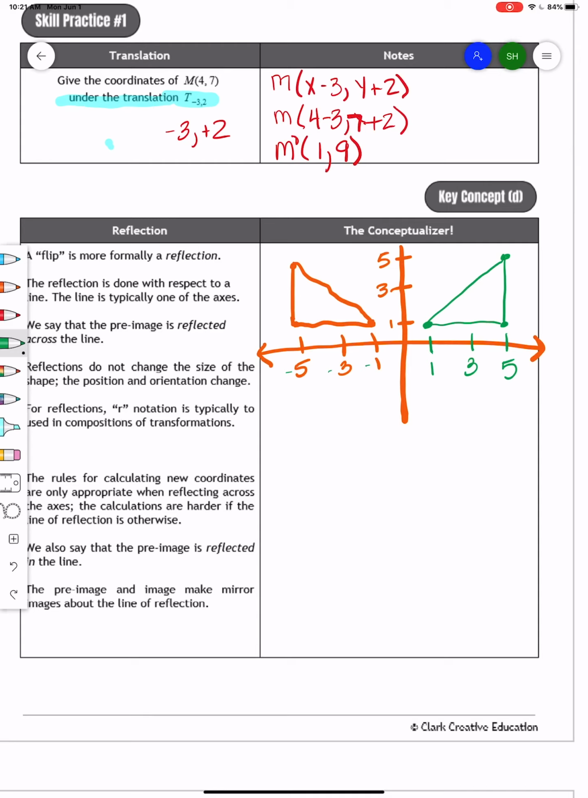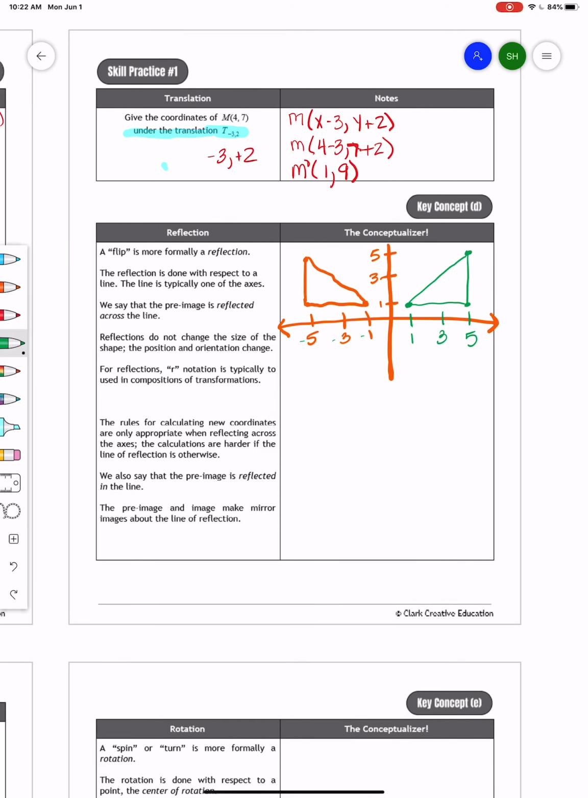That is a reflection. So basically what changes, you're going from x, y to negative x, y. The rule can be written in shorthand as R, x equals 0, or R equals y axis. Or a reflection of y equals x.